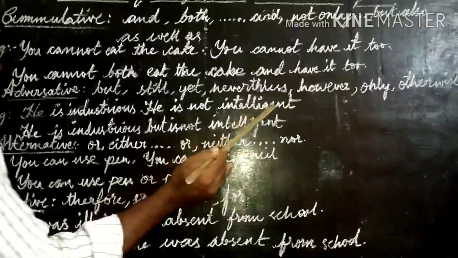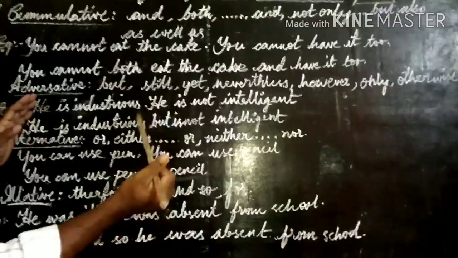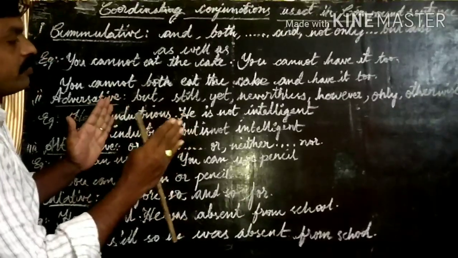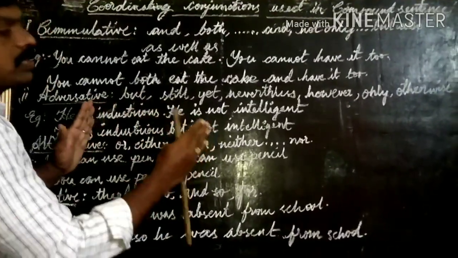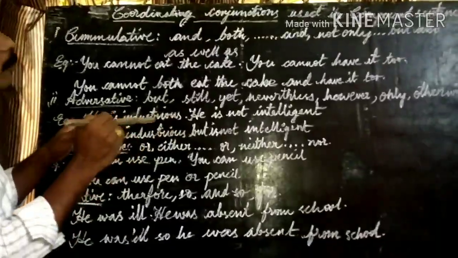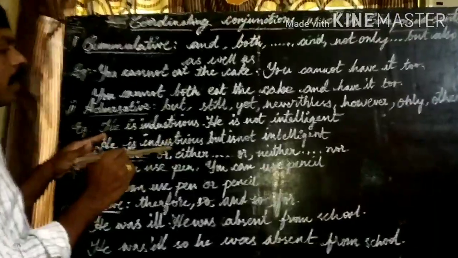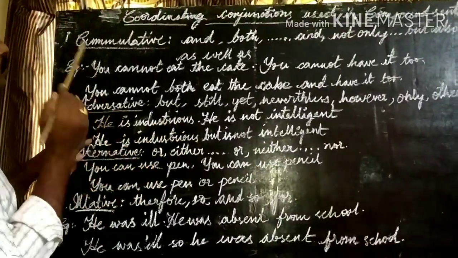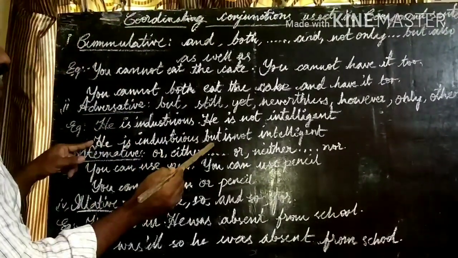He is not intelligent. So these two sentences are opposite. They are opposite with each other. To combine such sentences of opposite relation, we use an adversative conjunction, but, for negative, opposite ideas.